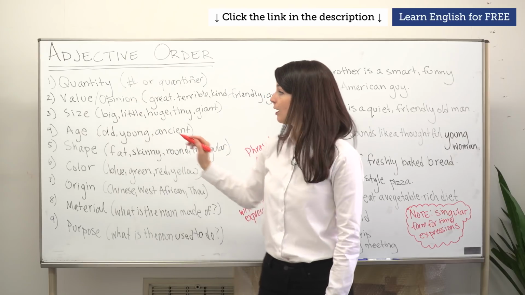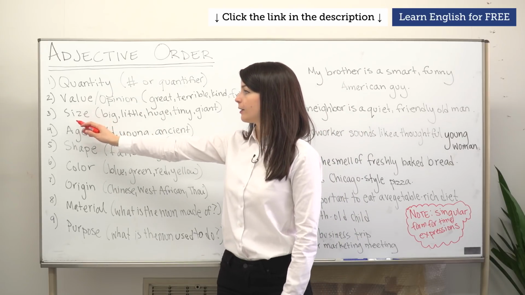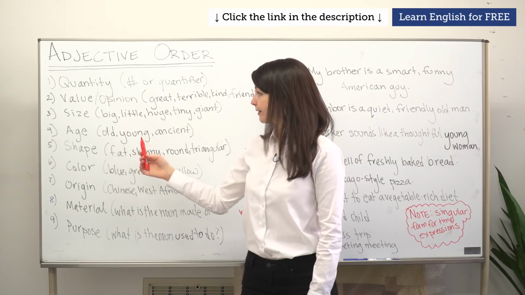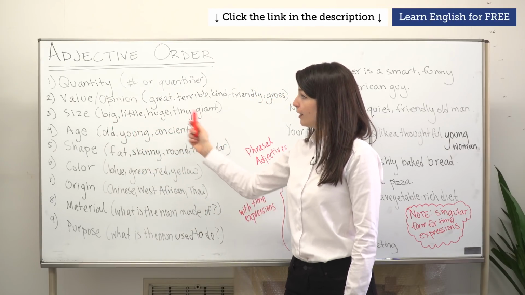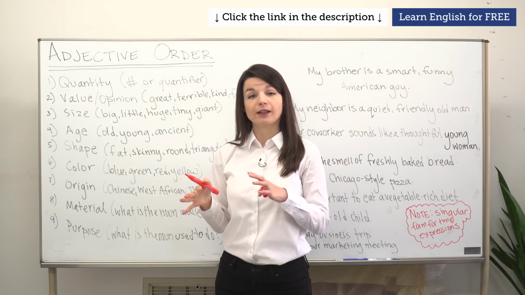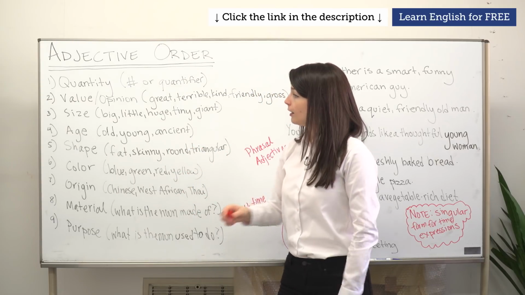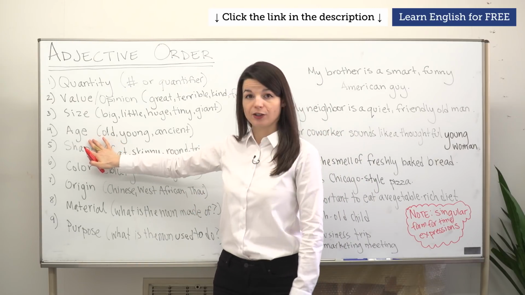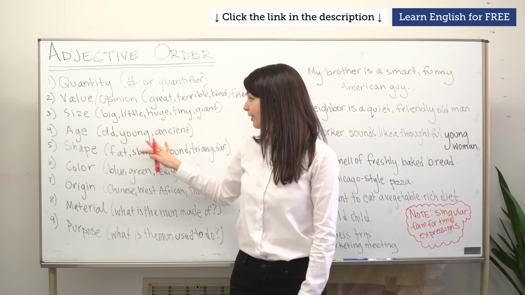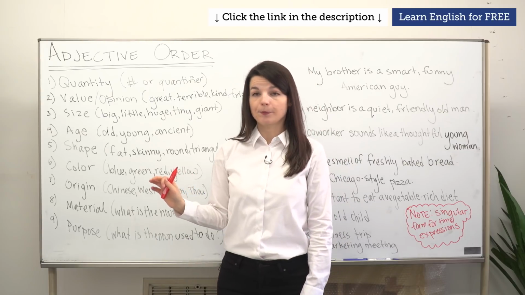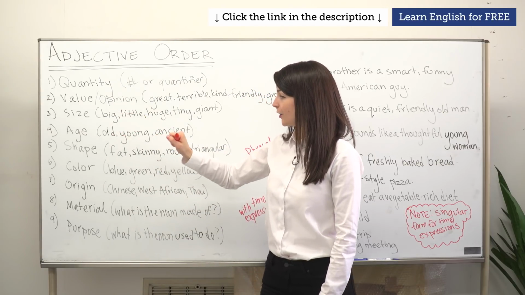That's second. Third will be size, so adjectives of size. Some examples are big, little, huge, tiny, giant. So how big or how small the noun is. The next category refers to age. Adjectives of age could be old, young, ancient, for example. These will come after size adjectives.